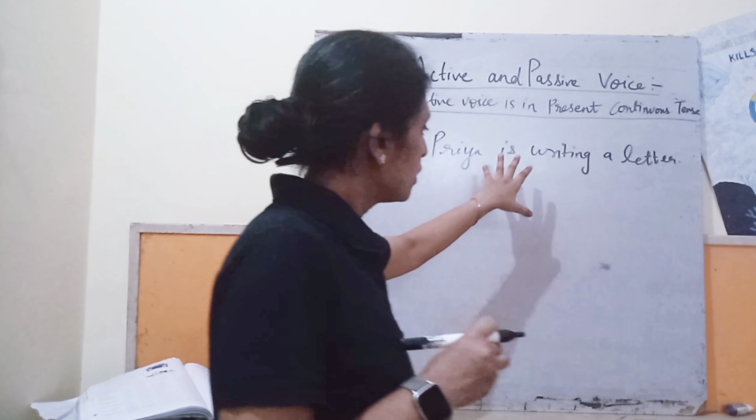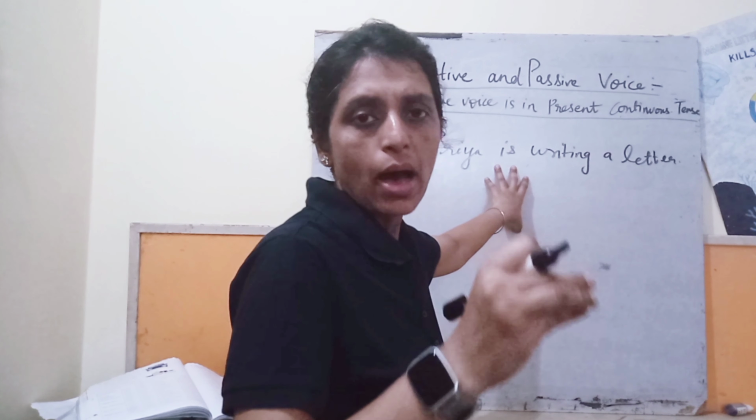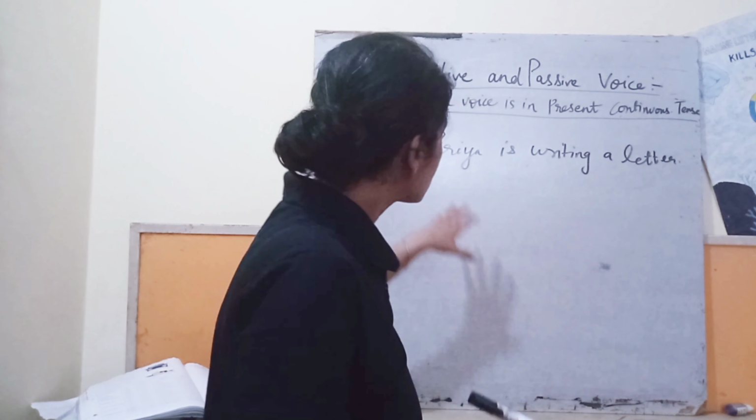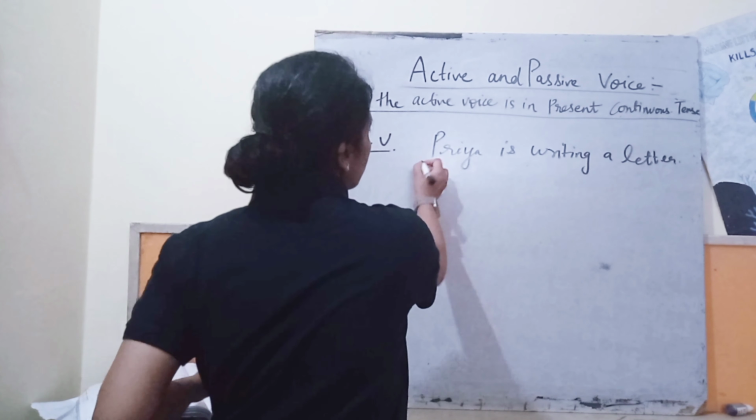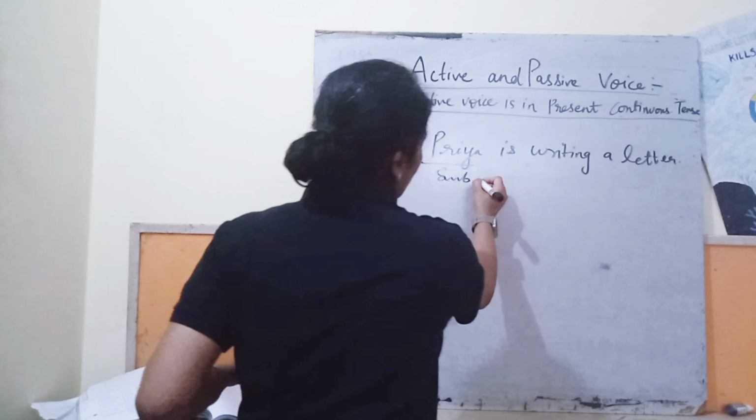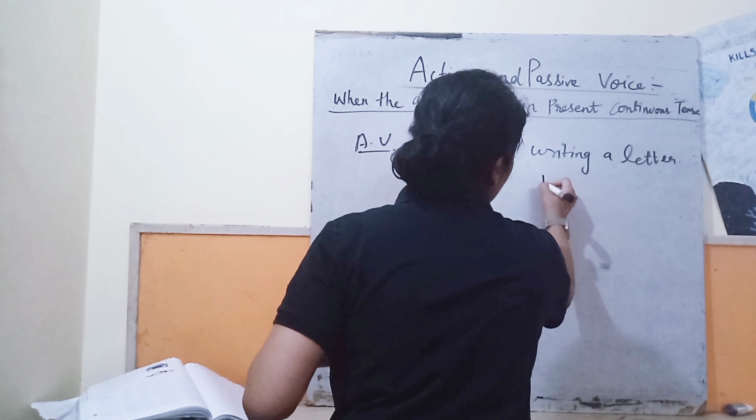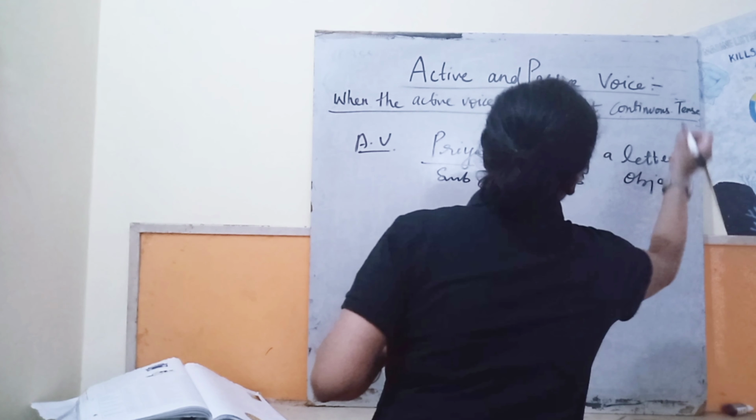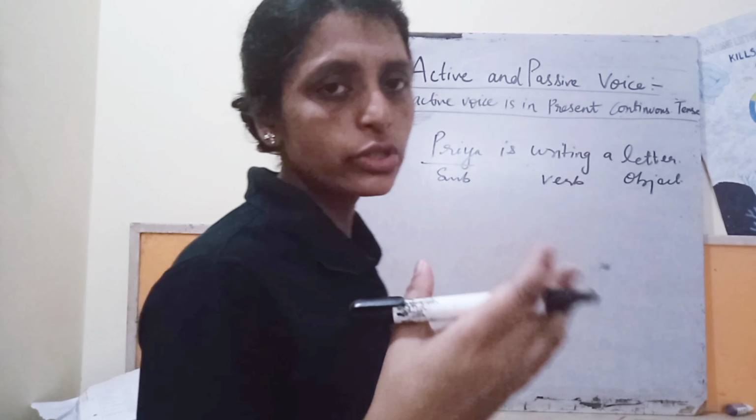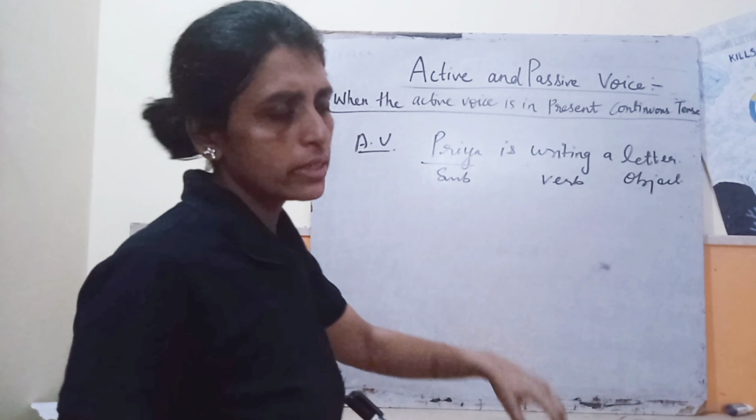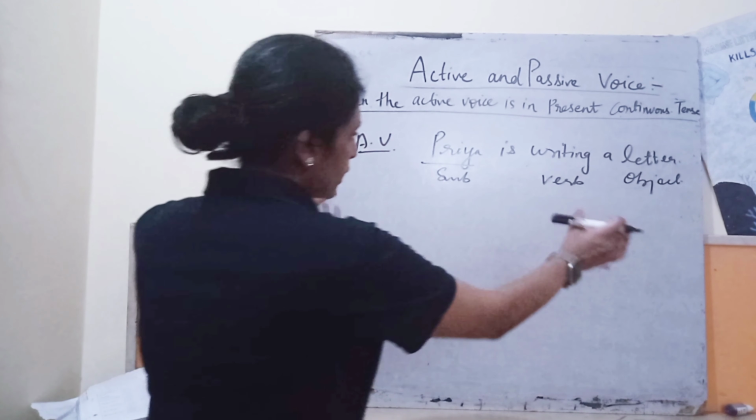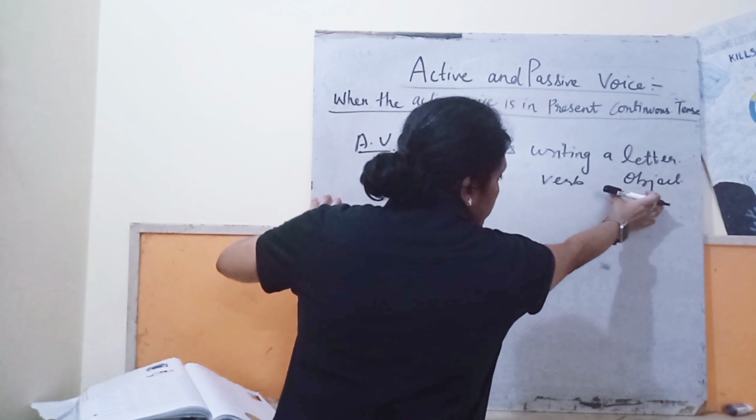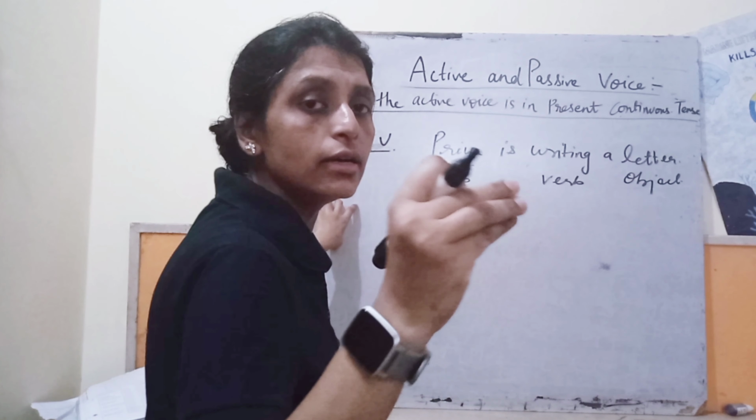जब भी किसी सेंटेंस में is and are plus verb ing form लगता है तो that is in continuous form. So Priya is writing a letter. Here Priya is the subject, is is the helping verb, writing is the verb, and a letter is the object. So how to change this active voice when it is in the present continuous tense?